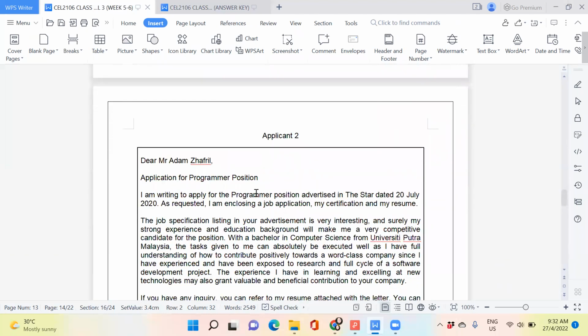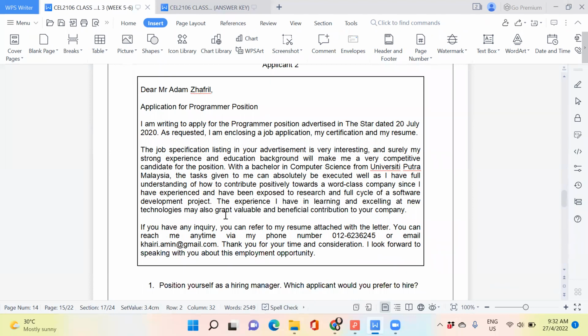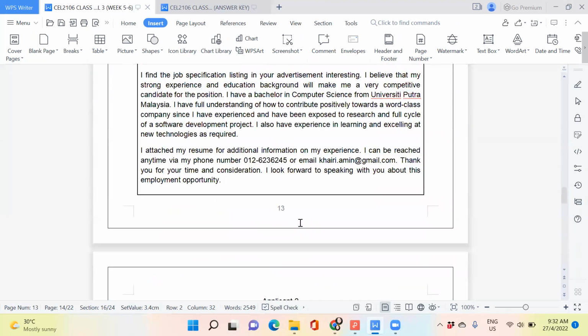This is another cover letter. Okay, so dear Mr. Adam Zafrail, I'm writing to apply for the programmer position as requested. I'm enclosing a job application. Very interesting. If you have any inquiry, you can refer to my resume attached with the letter. You can reach me anytime via my phone number, etc., etc. Thank you for your time and consideration. I look forward to speaking with you. So what do you think?